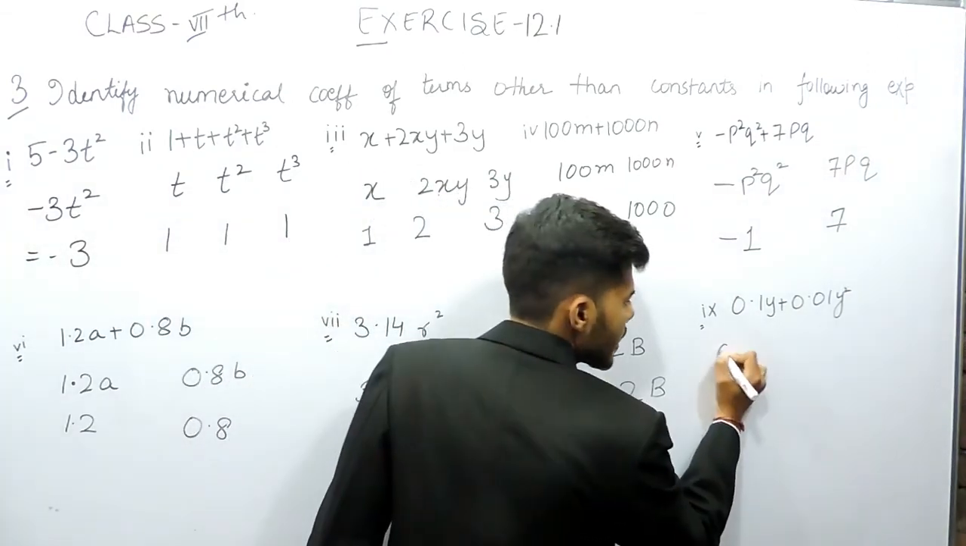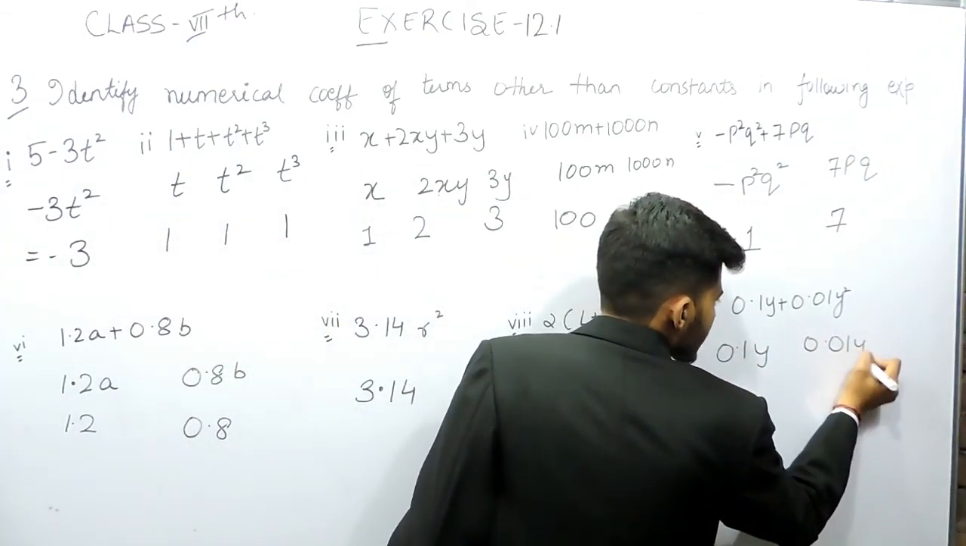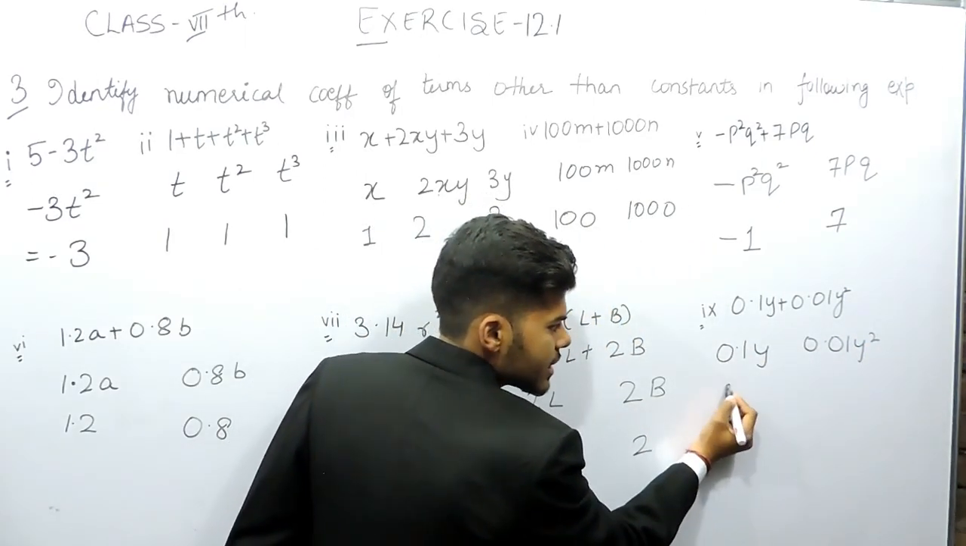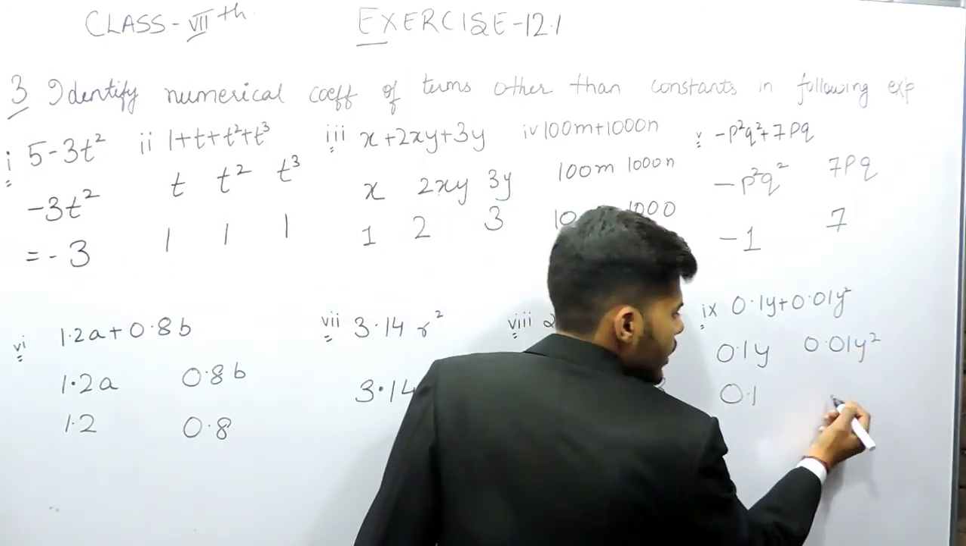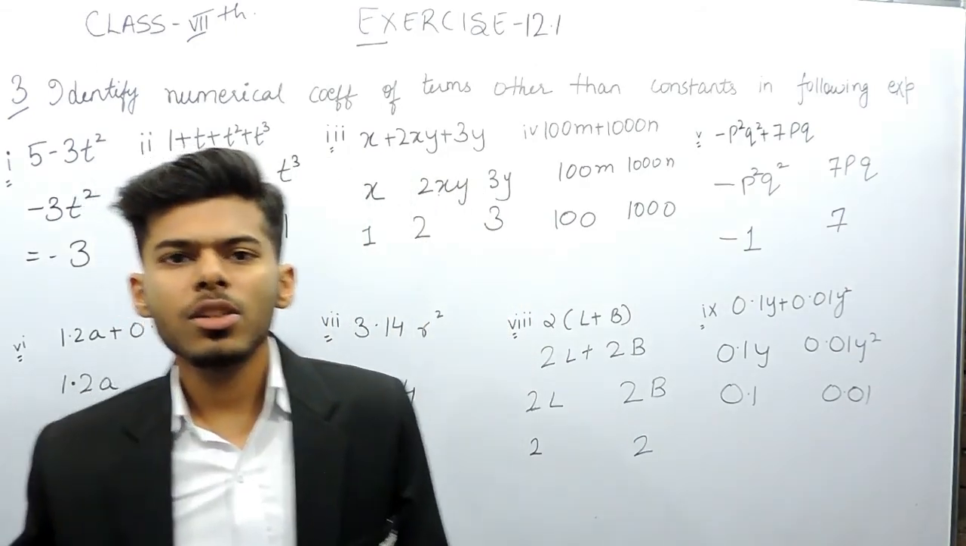Now in the last part there are two quantities, 0.1y and 0.01y square. So y is a variable quantity, that means 0.1 is the coefficient of it and here y square is a variable quantity, that means 0.01 is the coefficient of it. This is how you can solve this question.